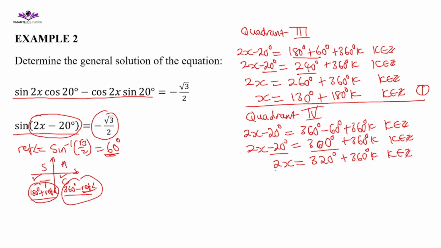Then divide everything by 2. So it becomes x is equal to 160 degrees plus 180 degrees times k, where k is an integer. That's the second one. That's when you're using the quadrant method. Let's use the formula method.